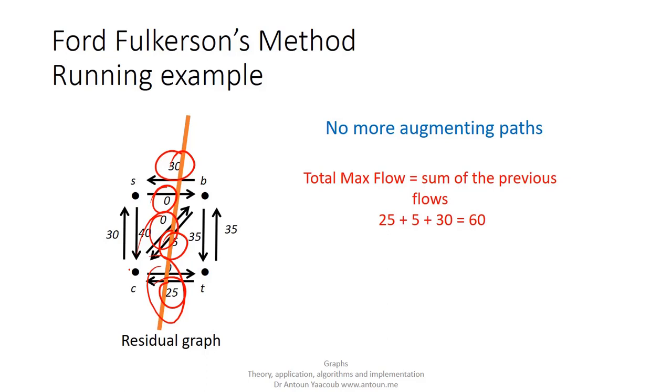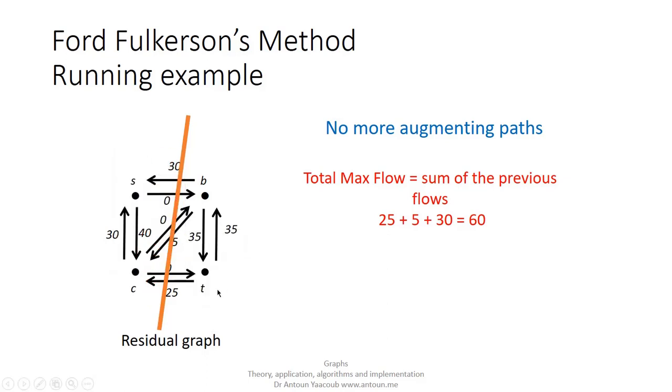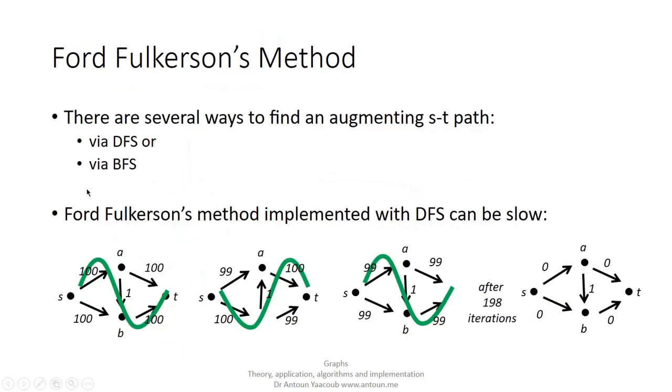So the question here is, how can we find an augmenting path? Do we use BFS or do we use DFS? So this is the problem. There are several ways to find an augmenting path, either via DFS or via BFS. Ford-Fulkerson used DFS, and it was problematic. Why? Because let's take this example.